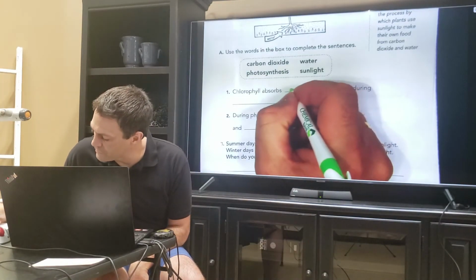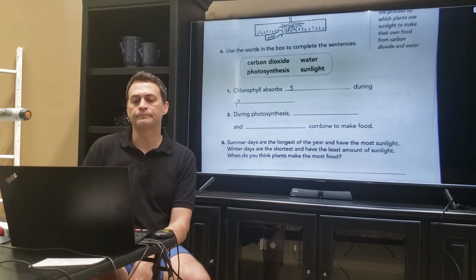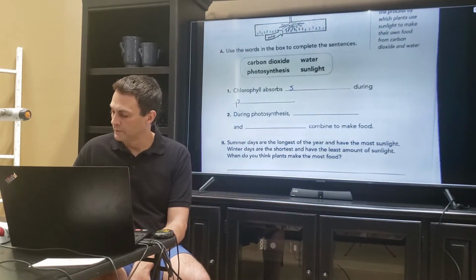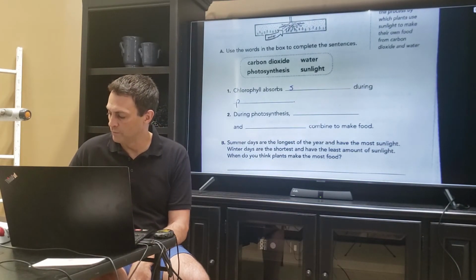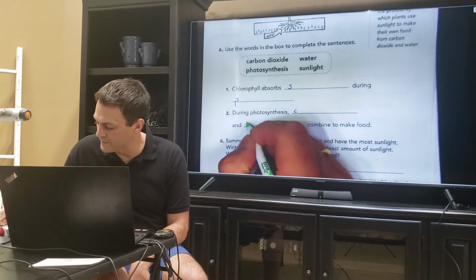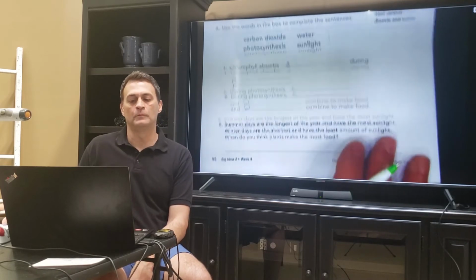Chlorophyll absorbs, starts with an S, and this one starts with a P. During photosynthesis, blank and blank combine to make food. That's from your reading, okay? So, I'll give you a hint. This one starts with a C, and maybe this one starts with a W. Okay? Big hints.